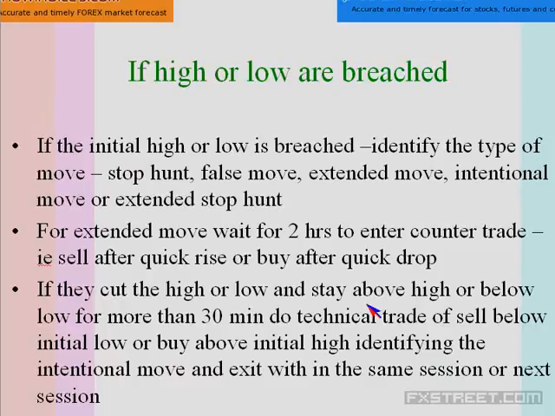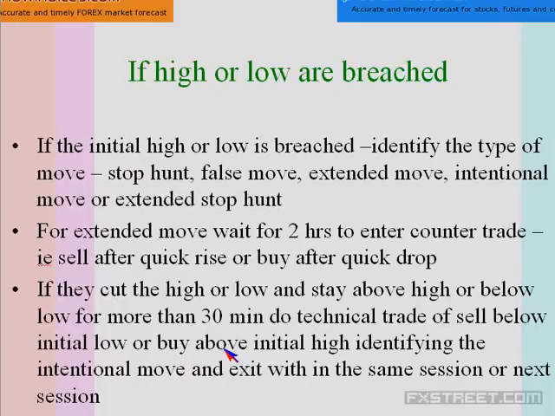So if they cut the high or low and stay above the high or below the low for more than 30 minutes, do a technical trade also. That is, you can do a buy above the high or sell below the low. So normal basic trading will be sell near the high and buy near the low, and close it on the opposite side. A technical trade is buy above the high.